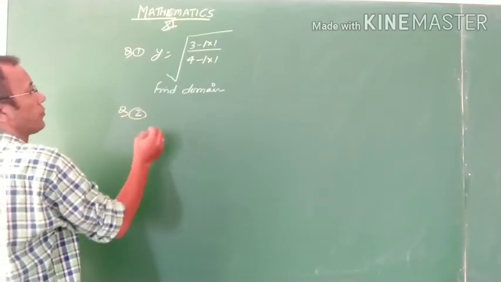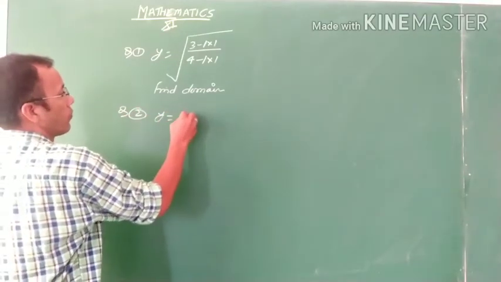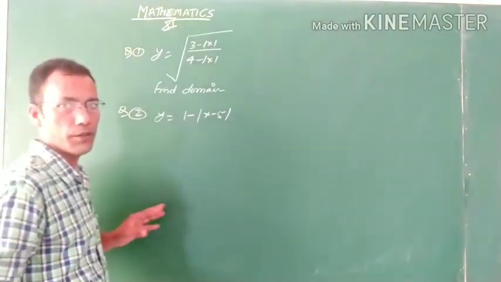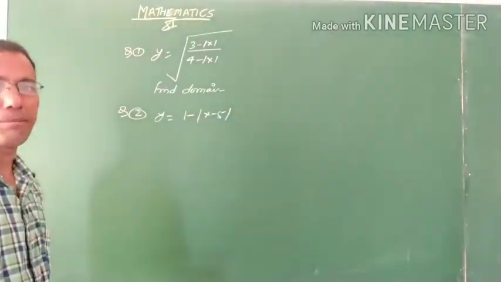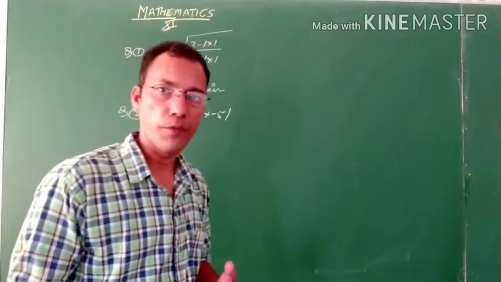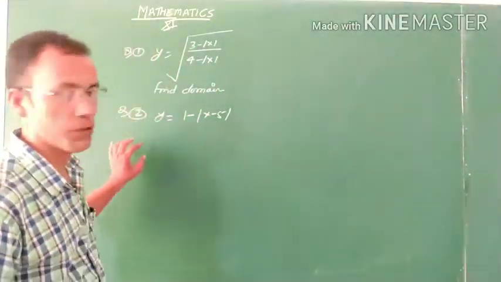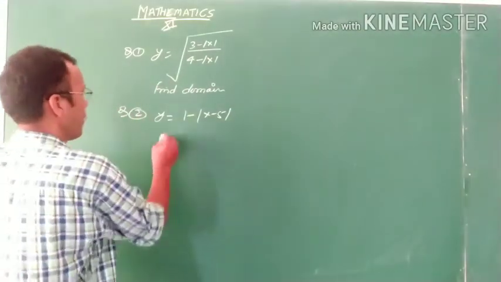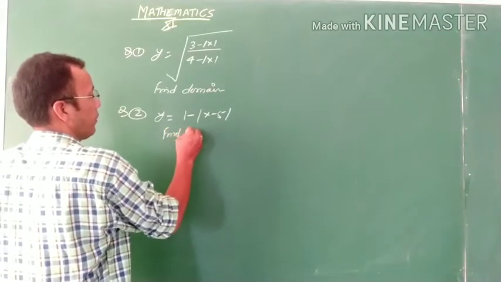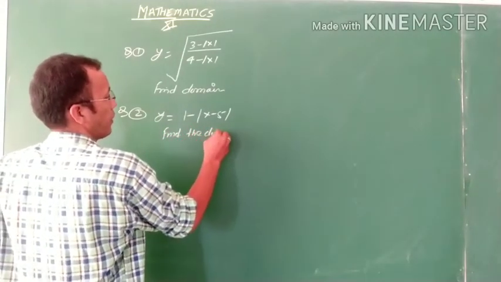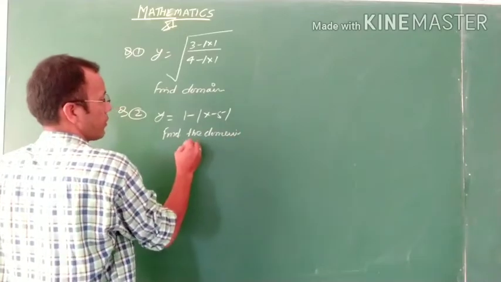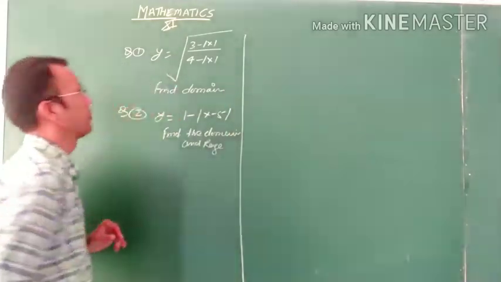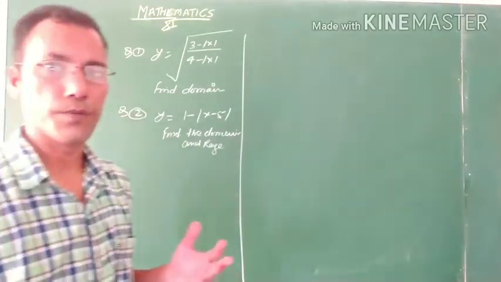Question number 2 is y is equal to 1 minus mod x minus 5. The last questions are the type of questions we have discussed. That is another type of question. This is y, and we have to find the domain and range. Find the domain and range, both of this one. Right? Check the first question.